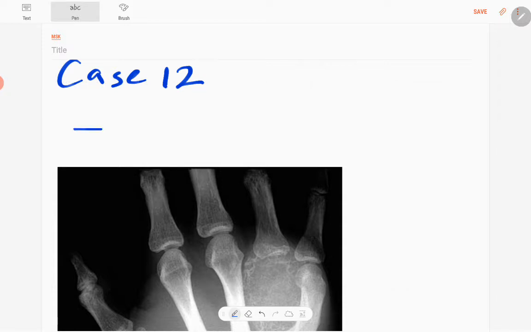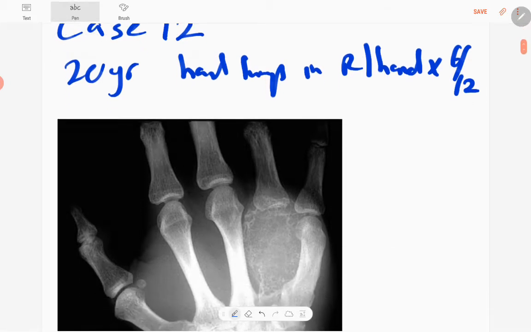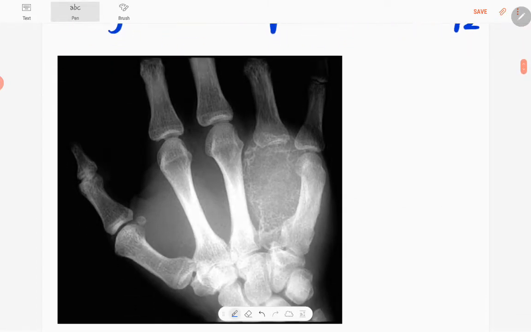This case is a 20-year-old patient presented with hard lump in right hand for 6 months duration. So this is the anteroposterior radiograph of the right hand in a skeletally immature patient.